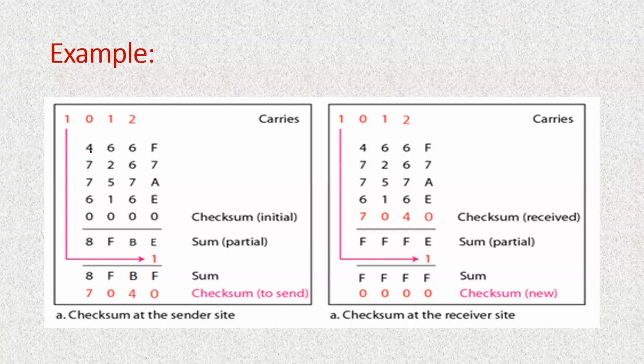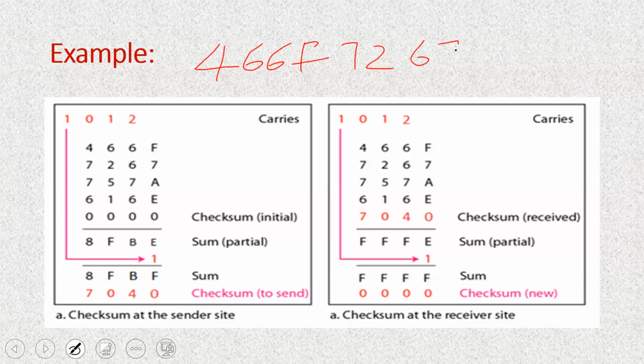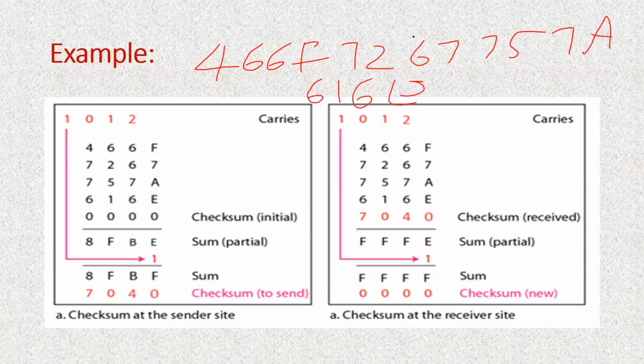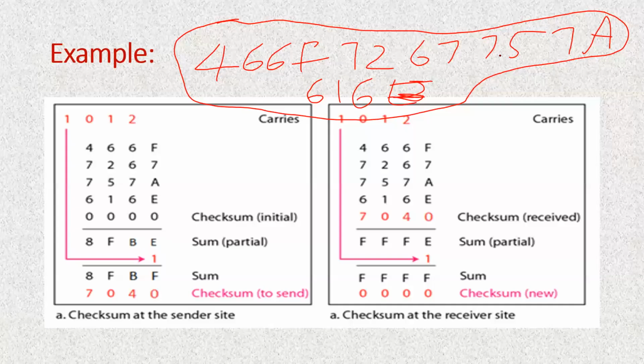The hexadecimal version of this message is 466F72775786116E. This is the data that I want to transfer to the destination. You divide this message into 16-bit words.